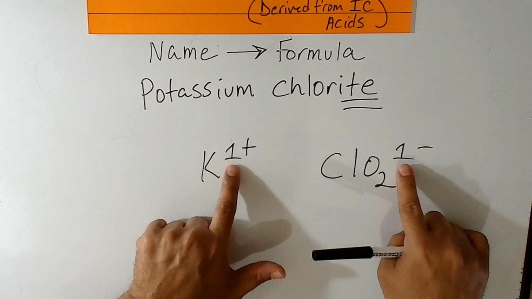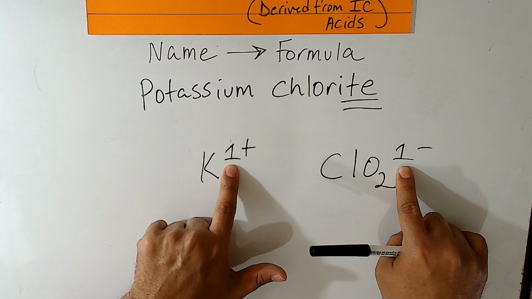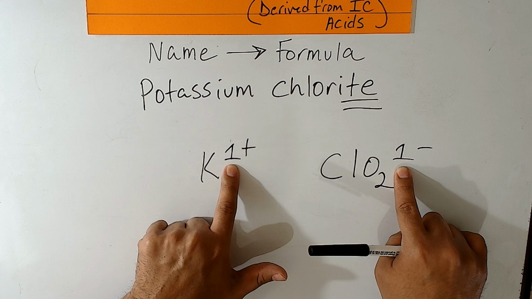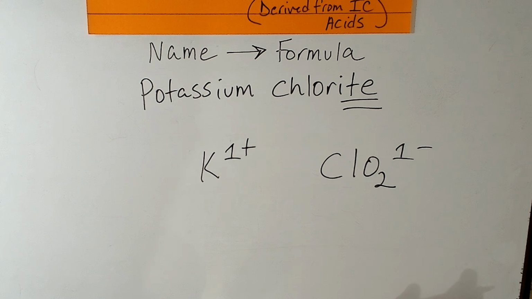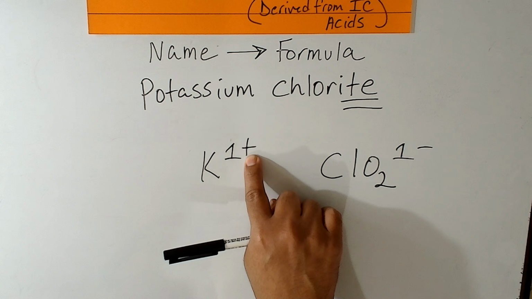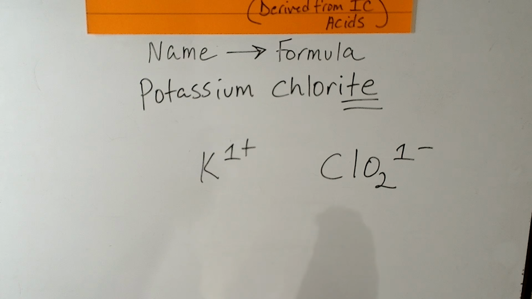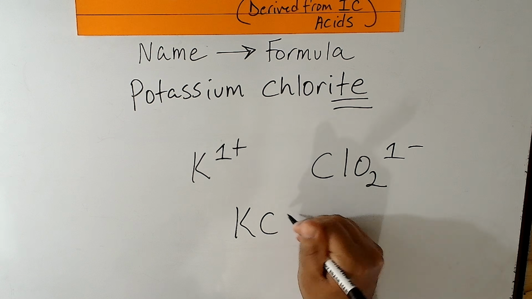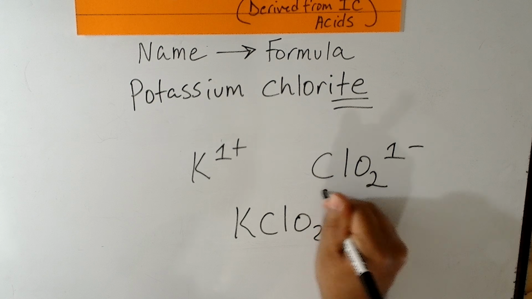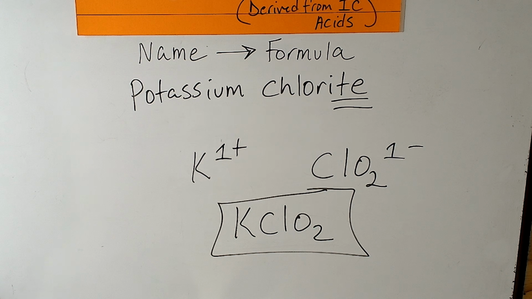Since we have the same number in the charges, all you have to do is write the chemical symbols together to make the formula. Why? Because the opposite charges are going to cancel each other. So this is the chemical formula.